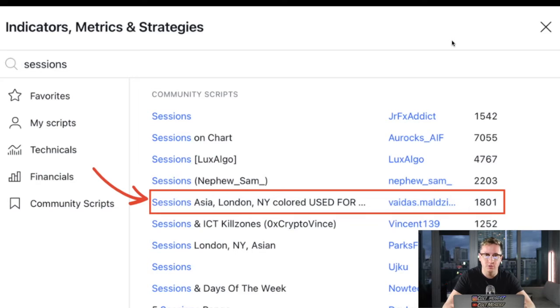Now after you do that and you go to the indicator tab on your chart, you want to make sure that you only have the New York session marked up. Make it any color that you want, but don't have the London or Asia marked up.